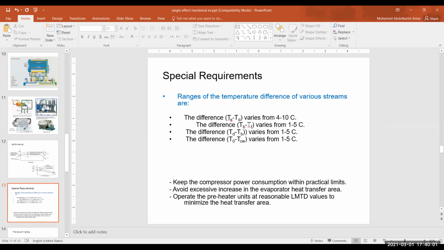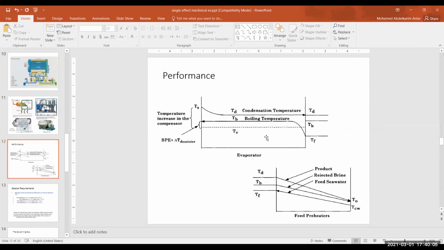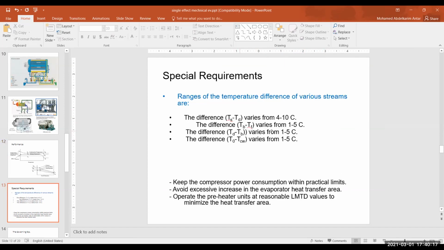The difference between TB and TF is 1 to 5 degrees centigrade, which means that as the seawater comes in, it needs to be heated by spraying it on the outside surface of the hot tubes, and it heats from TF to the saturation temperature. This temperature difference is somewhere between 1 to 5 degrees centigrade. In the example we solved for the single effect evaporation earlier, it was 5. Remember, the T feed was 70 and the TB was 75. So the temperature difference was 5.